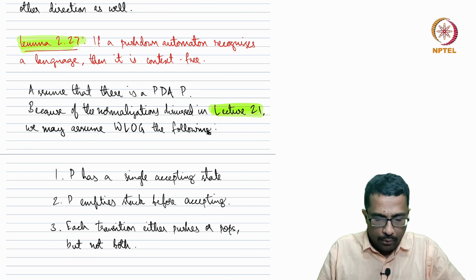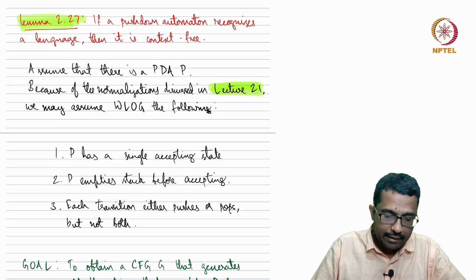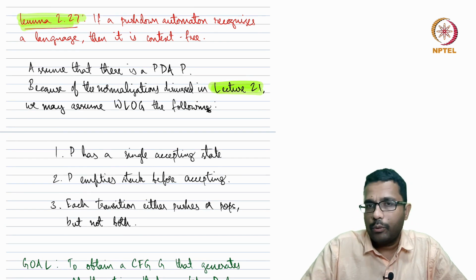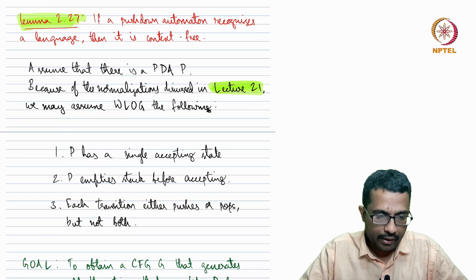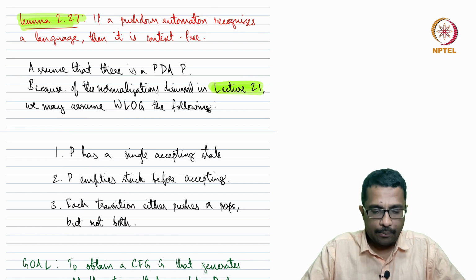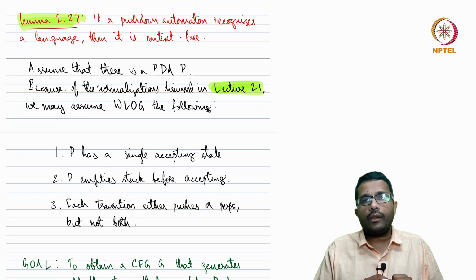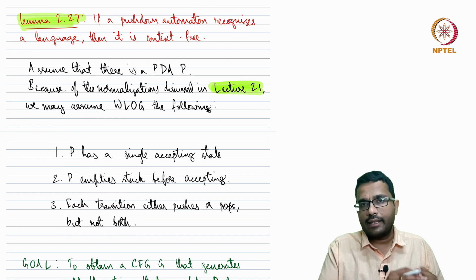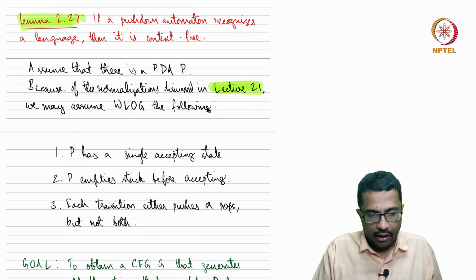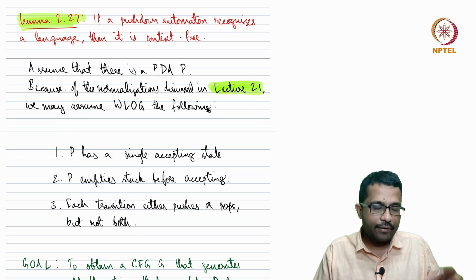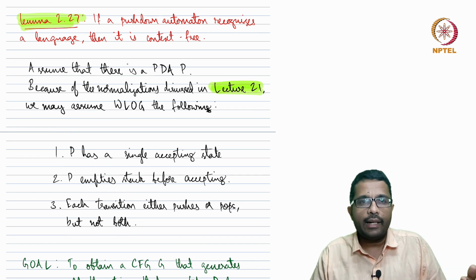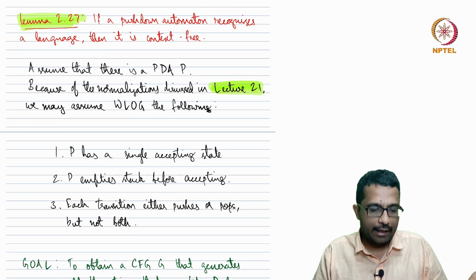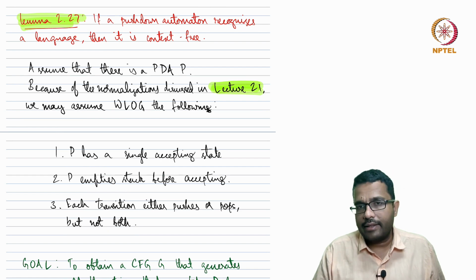Because we saw these things in lecture 21 and we explained how we can accomplish this, we will be using them. So the task is to construct a grammar that is equivalent to a given PDA. Now that we have seen how any PDA can be converted into a PDA with these properties, we may as well assume that the PDA that accepts the language also satisfies these properties.